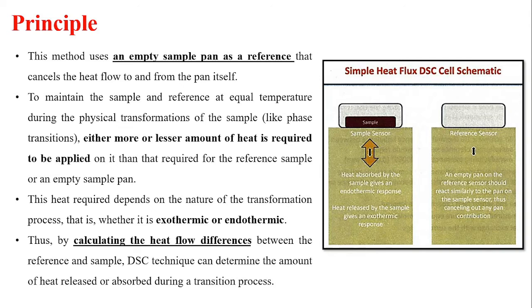Differential scanning calorimetry depicts the graph in the form of endothermic and exothermic transitions. To maintain the sample and reference at equal temperature during the physical transformations of the sample, either more or less amount of heat is required. This heat required depends on the nature of the transformation, whether it is an exothermic process or an endothermic process. By calculating the heat flow differences between the reference and the sample, the DSC technique can determine the amount of heat released or absorbed during a transition process.